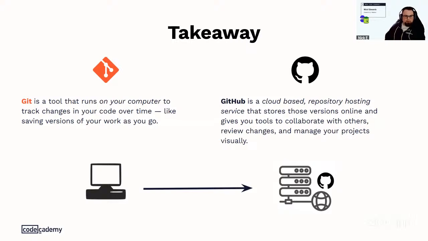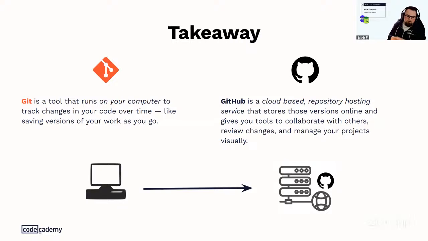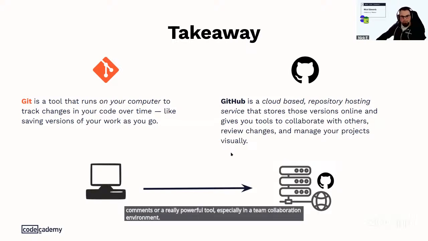Tools to collaborate with others, review changes. Pull requests are something that facilitate the merging, or the proposal, if you will, of taking code from one branch and moving it to another branch. The PR, or the pull request, kind of facilitates that process. It enables people on the same team or other teams to review your code and leave comments. They are a really powerful tool, especially in a team collaboration environment.